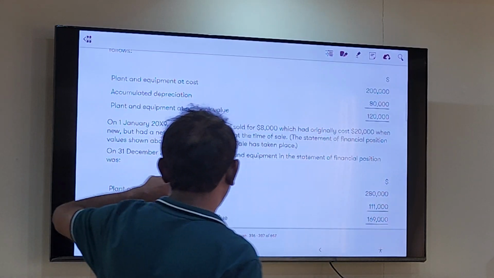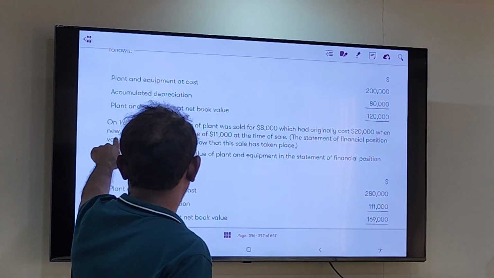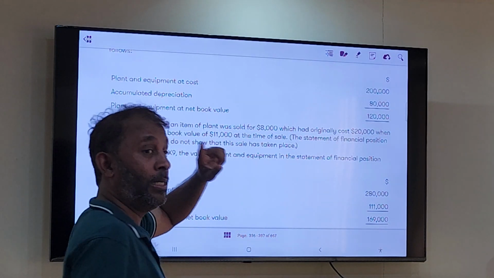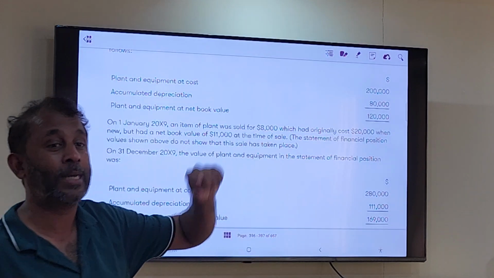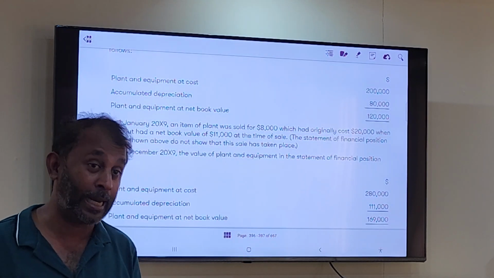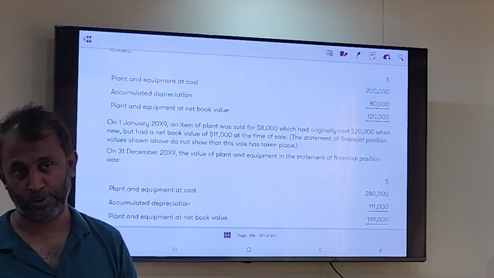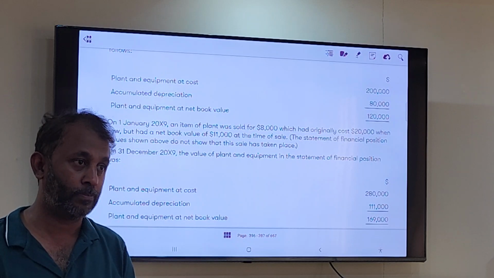20,000. And for how much am I selling this? 8,000. And the net book value was 11. Cost was 20. Net book value 11. So can you tell me how much is the accumulated depreciation related to this particular asset? 9,000. Understood? Both, all of you understood or not?